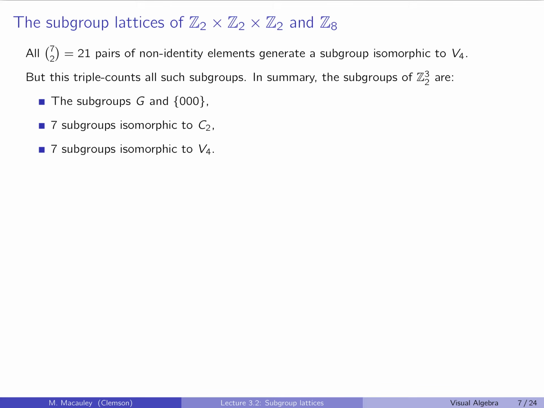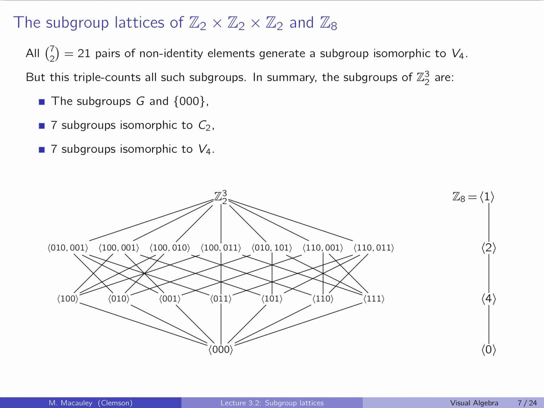So in summary, we have the entire group G, the trivial group, 7 subgroups isomorphic to C2, each one generated by a non-identity element, and then 7 subgroups isomorphic to V4. Here's what that subgroup lattice looks like. All 7 of these are Klein 4 subgroups, you'll note. And then next to it, this is the subgroup lattice of the cyclic group Z8. We proved in the previous lecture that all subgroups of a cyclic group are cyclic, so we don't even have to bother looking for anything else.